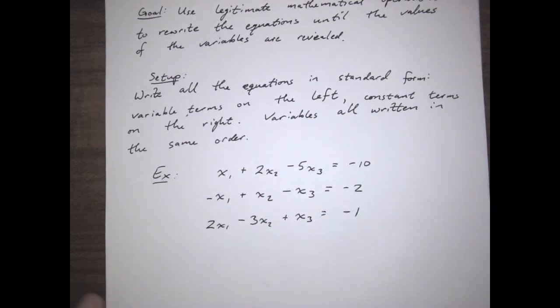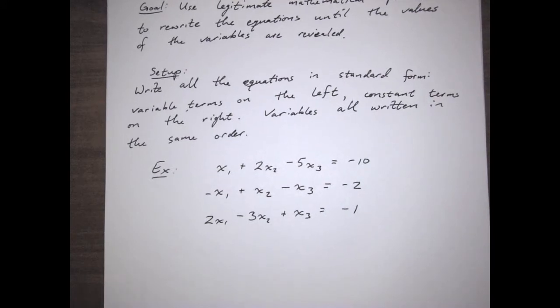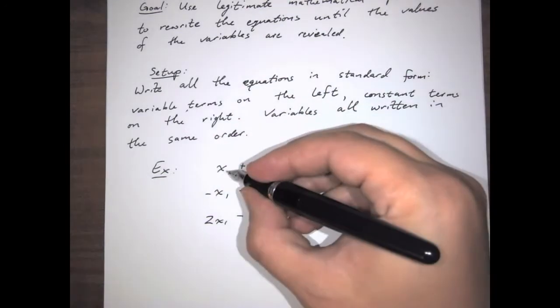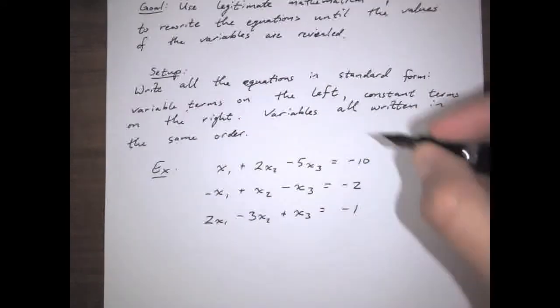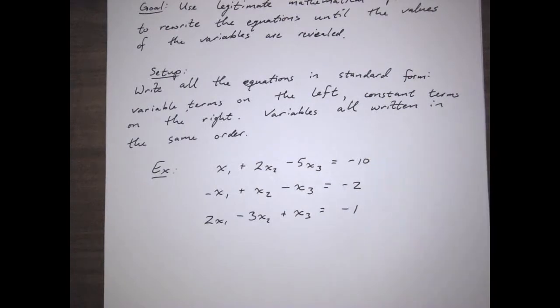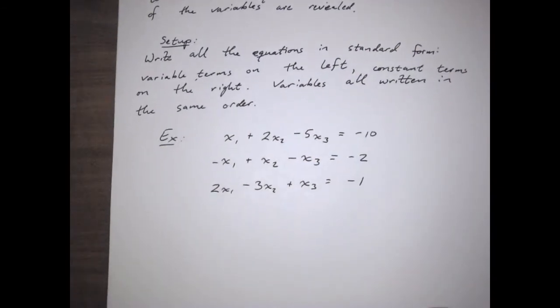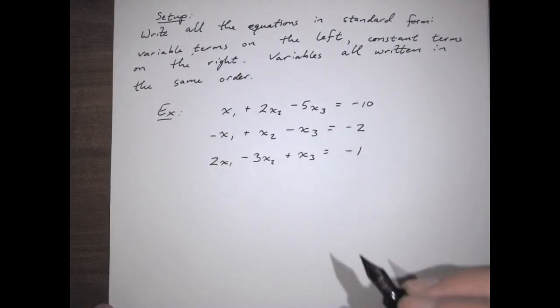So here's a system, and what we have done with it is, however it was to begin with, we have rewritten it so that all of the terms that include the variables are on the left side of the equation, and they're all in a consistent order, x1, x2, x3, and then all the constant terms are on the right side of the equation. So this is going to be our home base. This is going to be our first position that we'll be starting from in all cases.